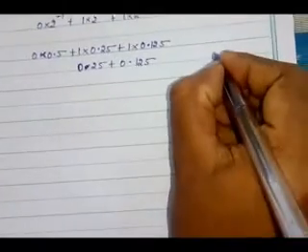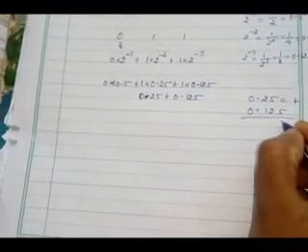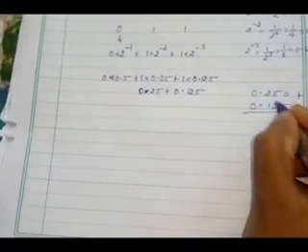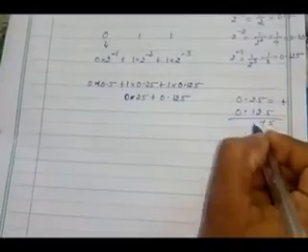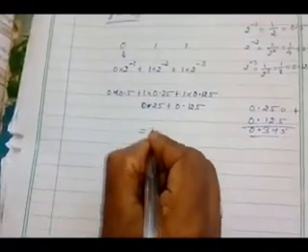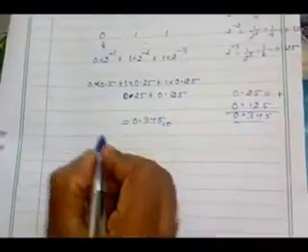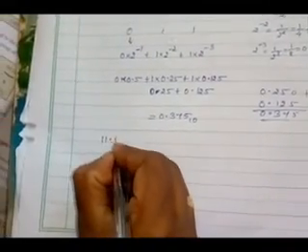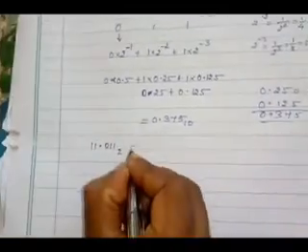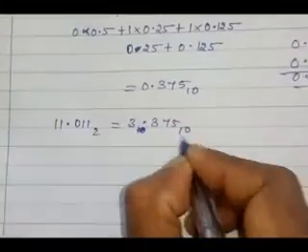How are we adding this? 0.25, then 0.125. Add these. Here no terms, so put 0. 0 plus 5, 5. 5 plus 2, 7. 1 plus 2, 3. Okay. Then this is the fractional number: 0.375 base 10. How can we write it together? 11.011 base 2 equals 11, whose decimal value is 3, so 3.375 base 10.